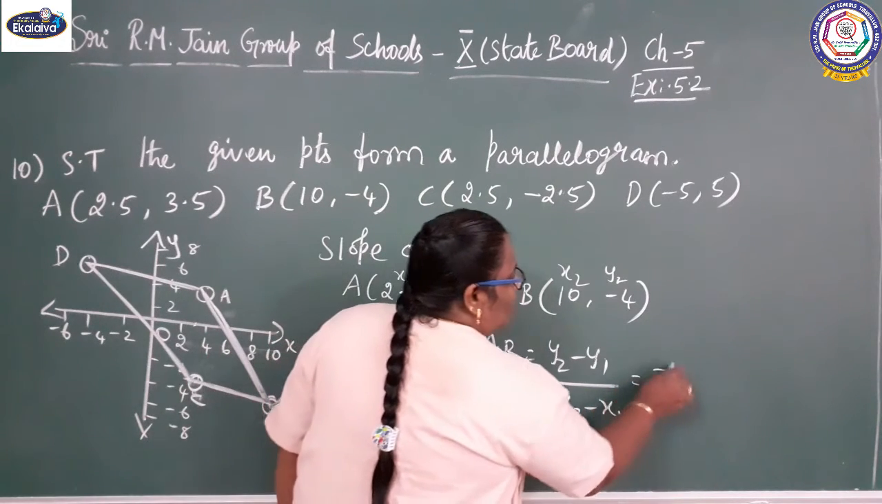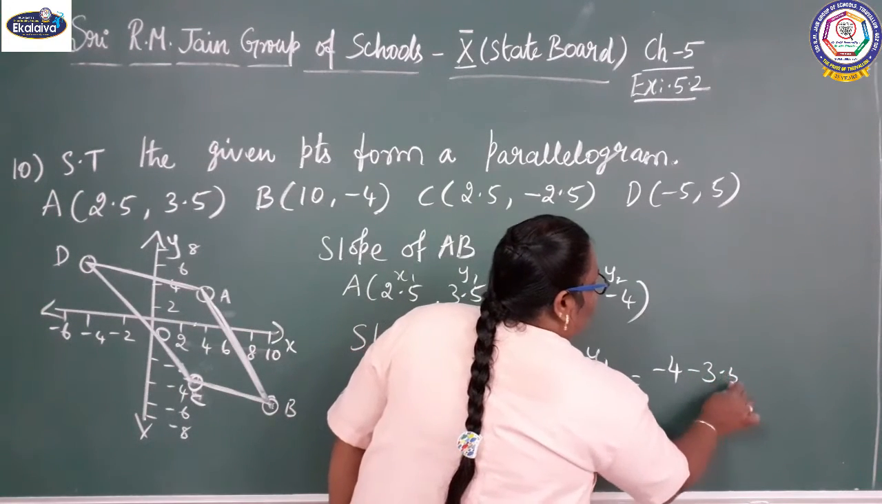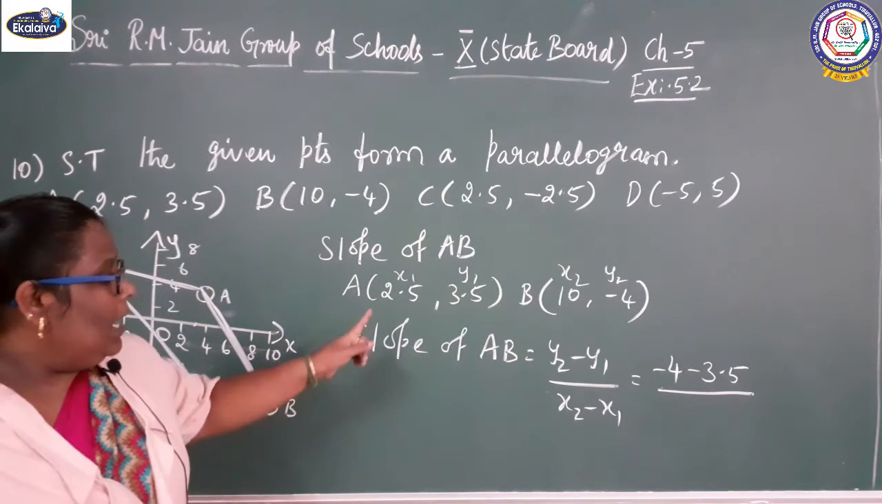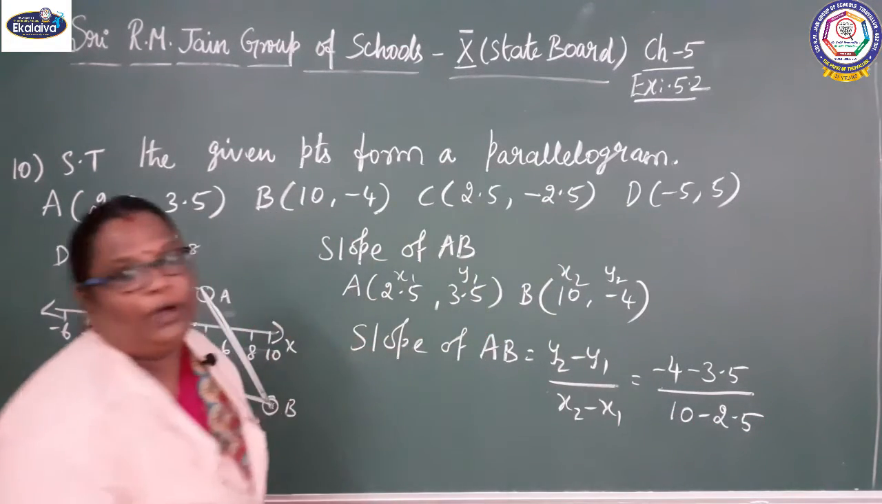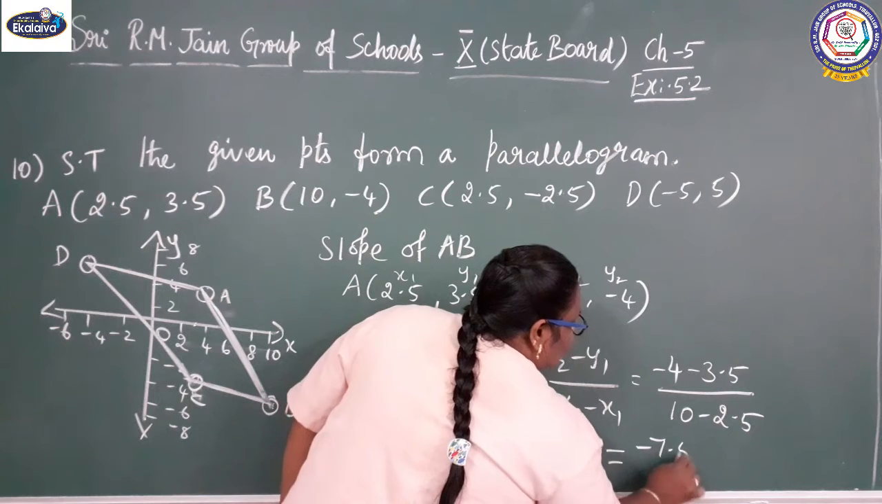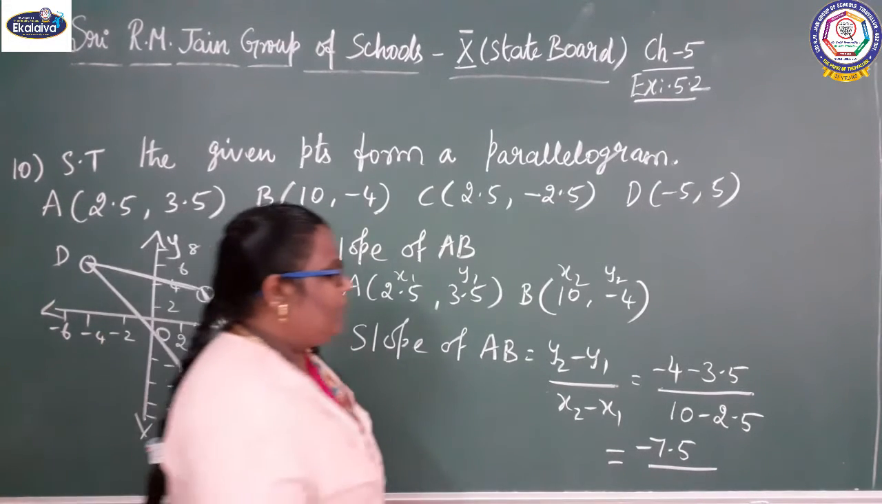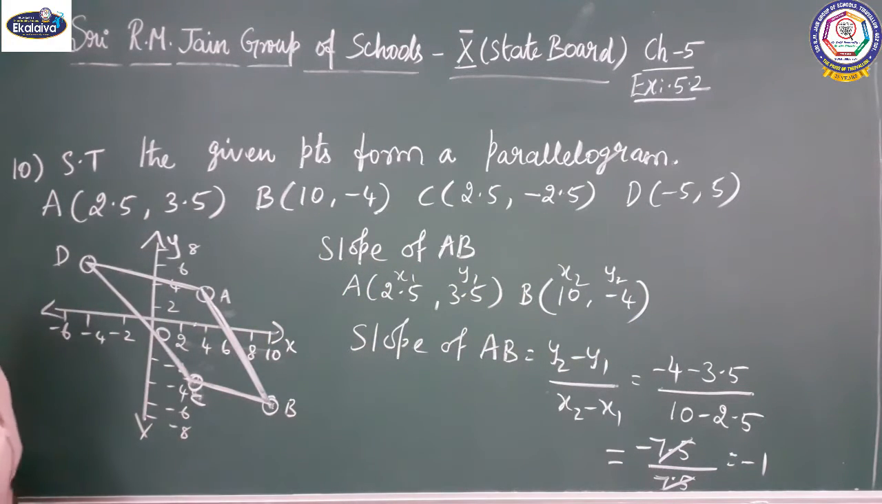y2 is what? Minus 4. Minus y1 is minus 3.5, by x2 minus x1. x2 is 10 minus 2.5. So what is the value you are getting? Minus 7.5 by 7.5. So when we cancel, the answer is what? Minus 1. Slope of AB equals minus 1.